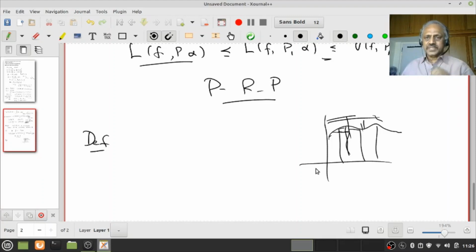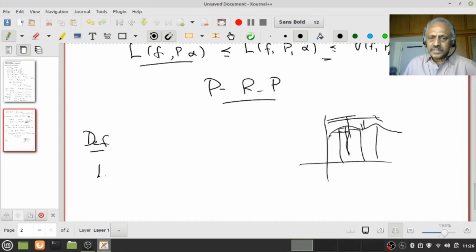And what have you seen now? When I take finer and finer partitions, the lower sums give a better approximation to the area by increasing, and upper sums give a better approximation to the area by decreasing. All right? So what is a very natural thing, if at all you want to say I know the area? That means the area I can approximate both from inside and from outside. So what is the obvious definition I can make?